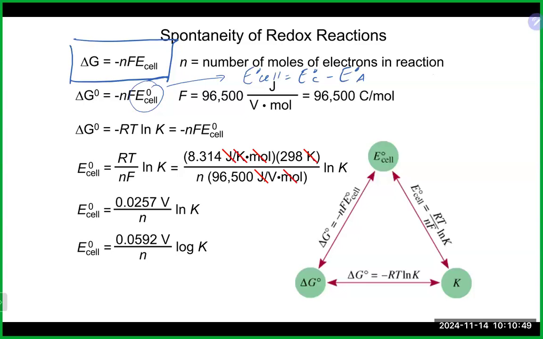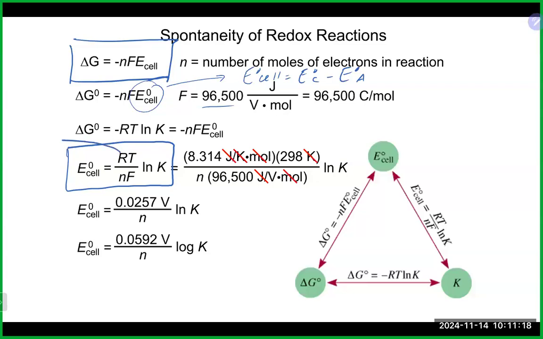The F is Faraday's constant, which is 96,500 or 96,487, whichever number you like. We'll go with that number. And if we substitute this into our delta G equation that we had with our equilibrium, we could get a relationship between our cell voltage and our equilibrium, which is this right here: E of the cell is equal to RT over NF times the natural log of K.